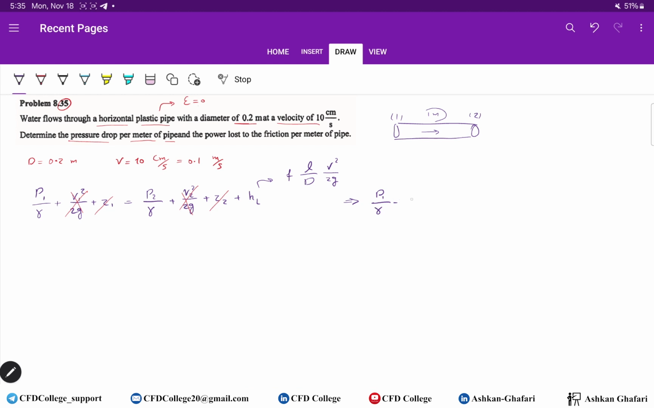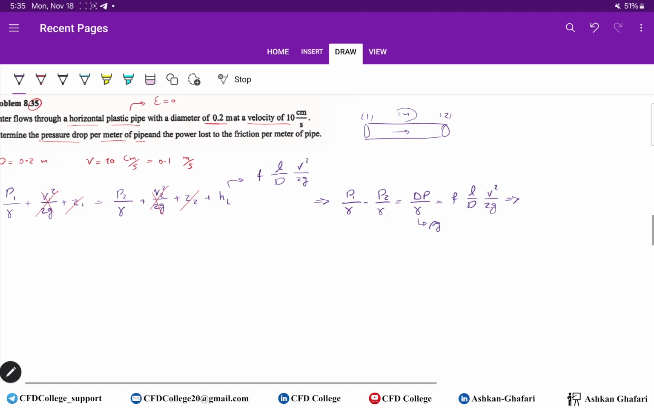P1 over gamma minus P2 over gamma, which is equal to delta P over gamma, equals f L over D times V squared over 2g. You know that gamma is rho g. So if you multiply both sides by rho g, delta P equals f L over D times rho V squared over 2. We have to solve this one.